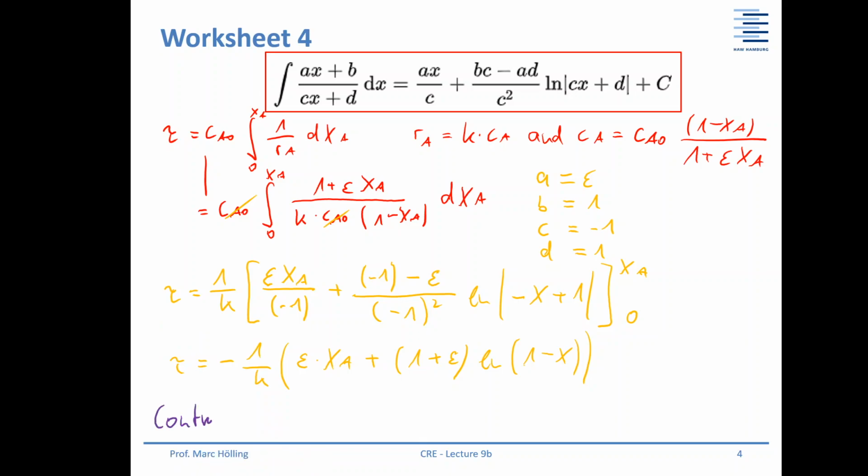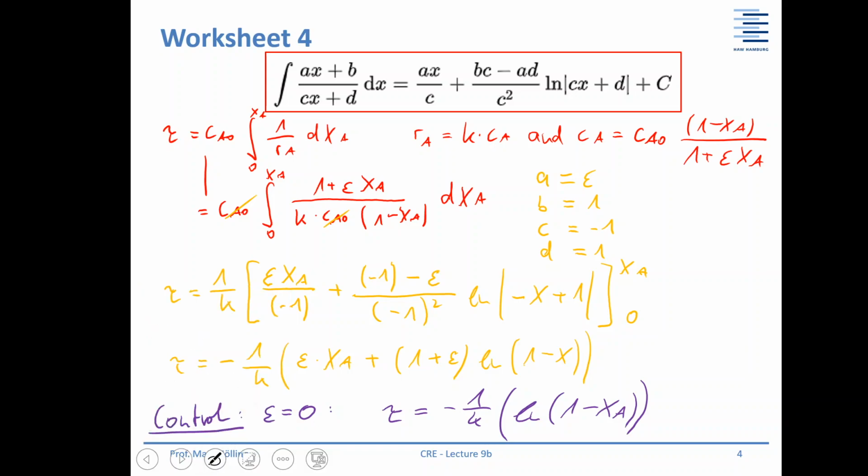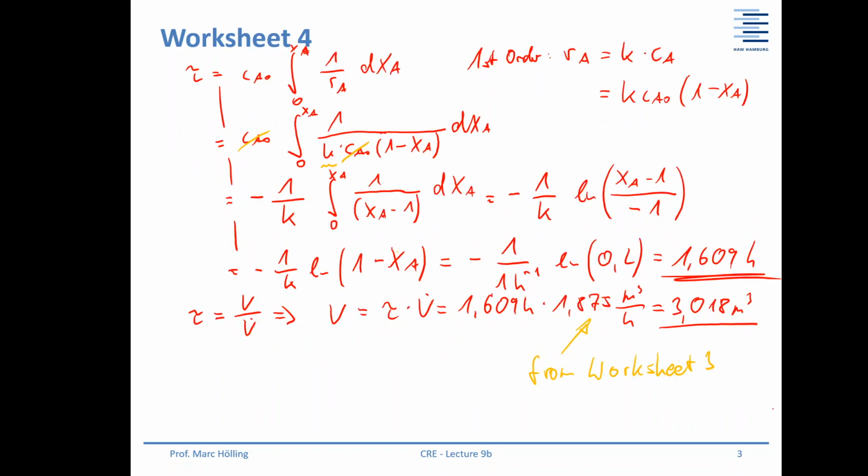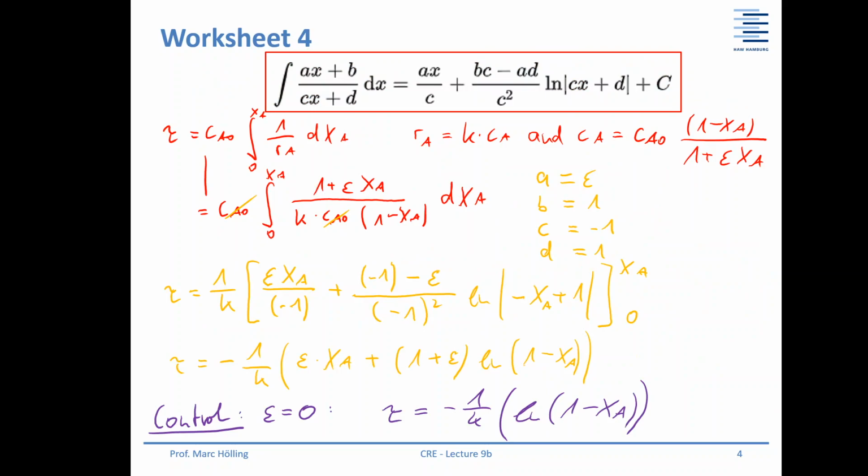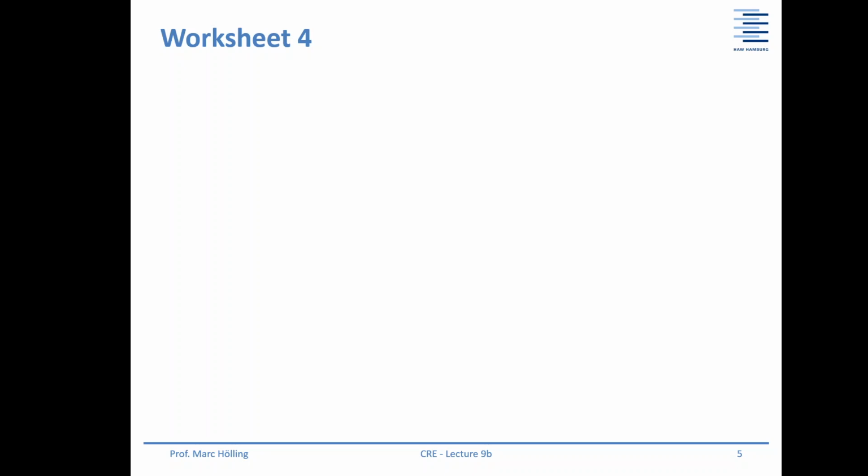So just a short control. What happens to this equation if our epsilon becomes 0? Then your residence time is minus 1 over k. Then the first term cancels out. Then you just have 1 plus 0, which is 1, and then you have ln of 1 minus xa. I forgot the a's on top here, so xa. And if you compare this to what we found for the case of constant density, this is what we found for the first case. Okay, so hopefully this formula is correct, and then we can go for the calculation.